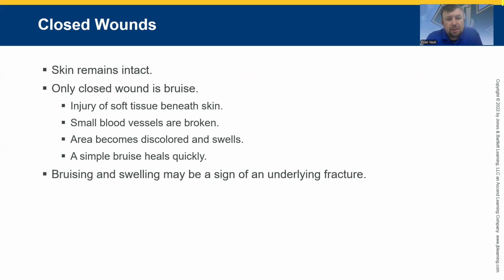An injury of soft tissue beneath the skin, small blood vessels are broken, and the area becomes discolored or swollen. A simple bruise heals quickly. Bruising and swelling may be a sign of an underlying fracture. So know your calls, do your history, get an idea of what happened. If we feel it's even a possible fracture, we're going to go ahead and splint.